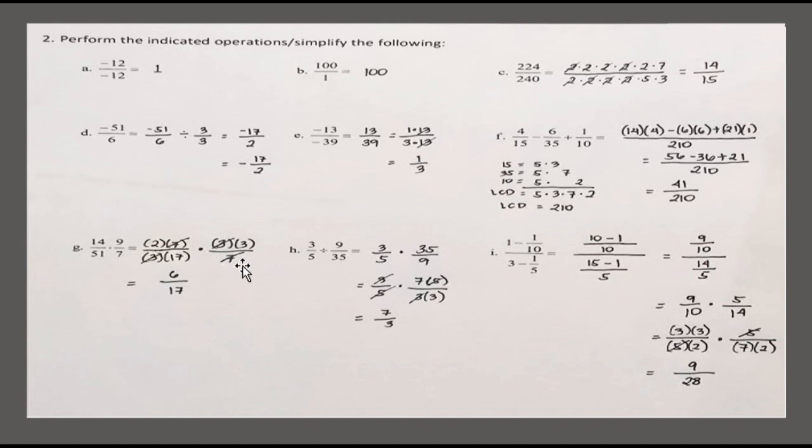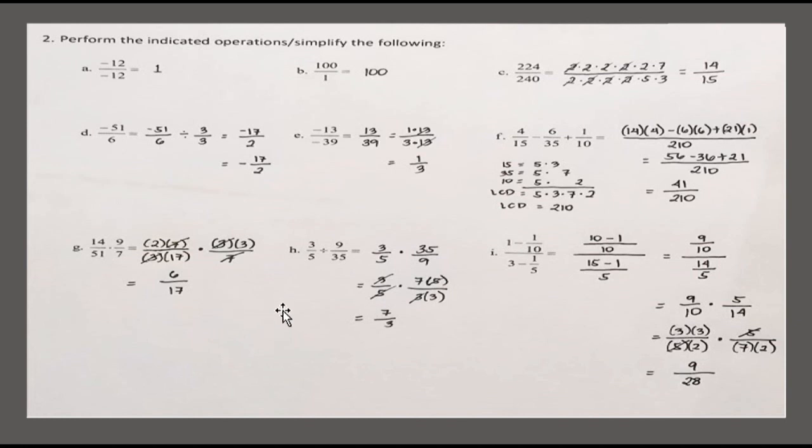So, the common factors on top and bottom we cancel out. We have 7 here, so the 7 cancels. We have 3 here, so the 3 cancels. So, what remains on top is 2 and 3. 2 times 3 is 6. Then, at the bottom, only 17 remains. So, that is why the answer is 6 over 17.